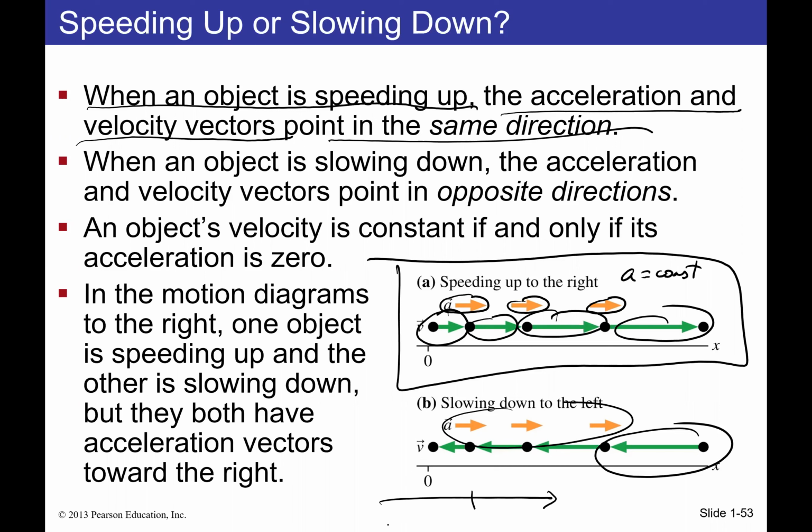So you can see, velocity is to the left, acceleration to the right. That means they have opposite directions. Then the object is slowing down. That's the thing. Same direction vectors for velocity and acceleration, your system is speeding up. Opposite direction, your system is slowing down.